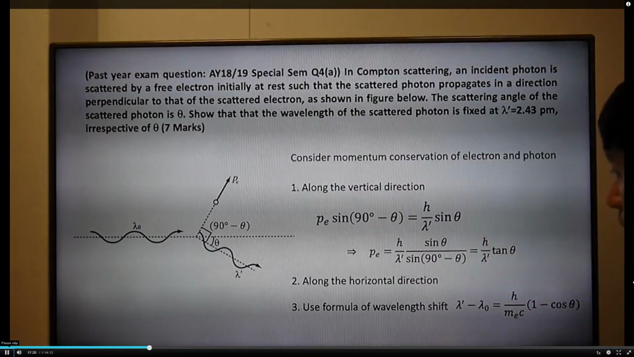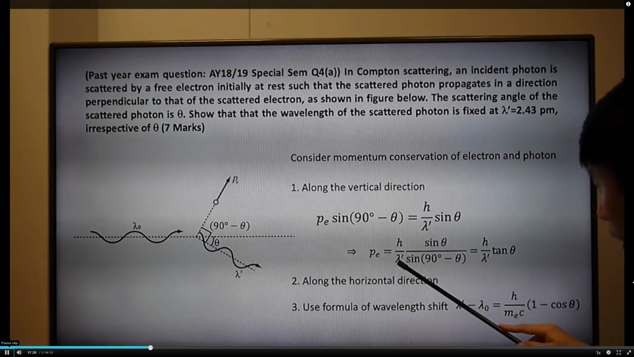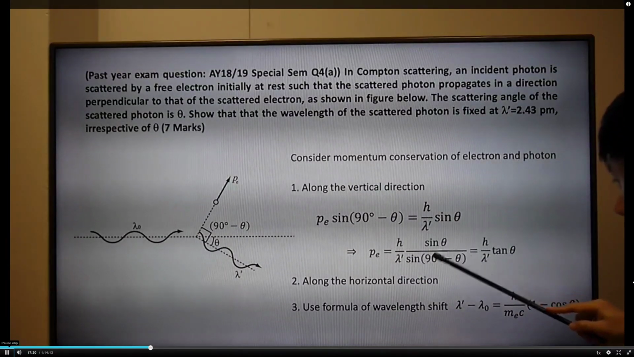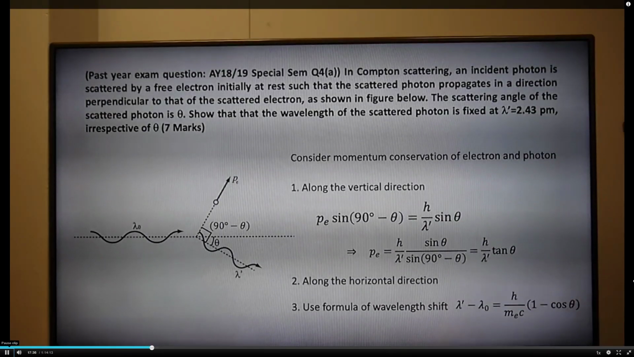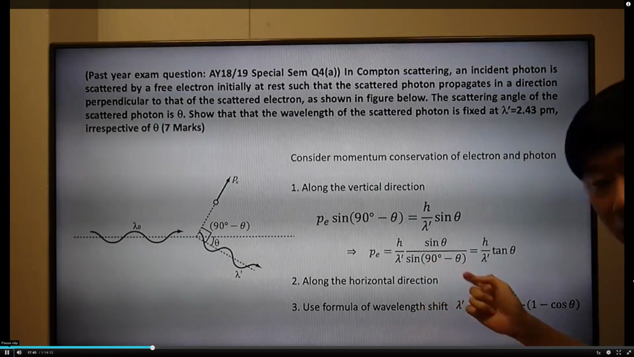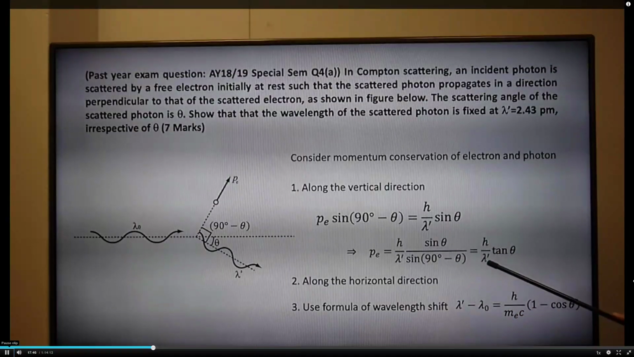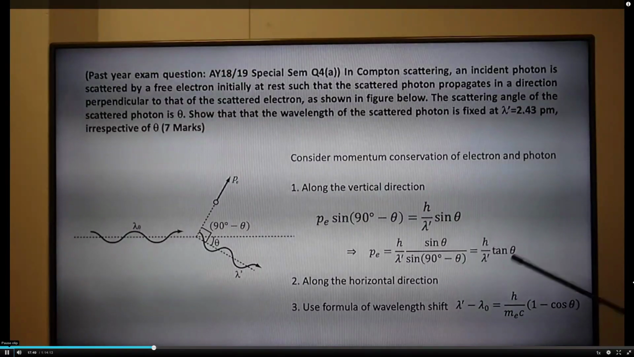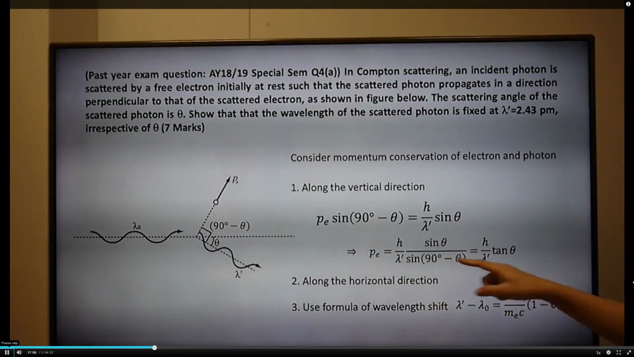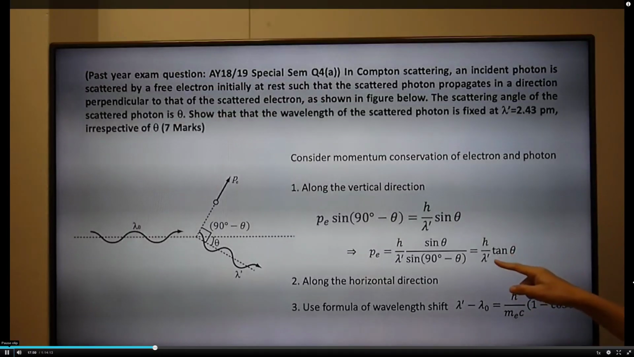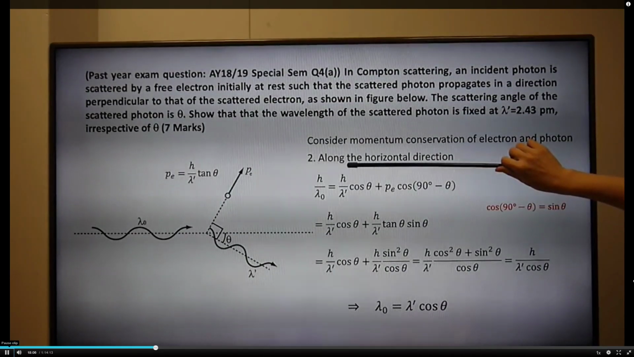So from here you can define the momentum of the electron. PE equals h over lambda prime sine theta divided by sine 90 degree minus theta. So this sine 90 minus theta is cosine theta. So this momentum of the electron is h over lambda prime times tangent theta. Okay, from vertical direction momentum conservation, you can define the momentum of the electron as a function of lambda prime and theta. Okay, then let's think about the horizontal direction.